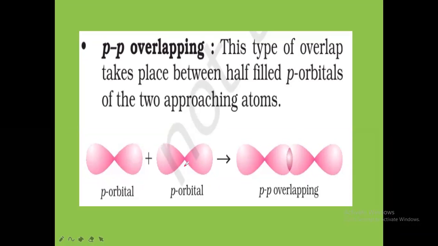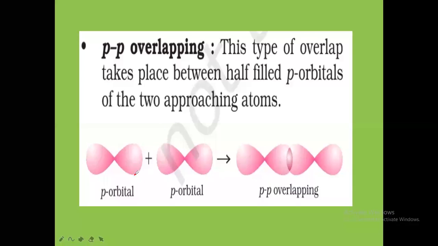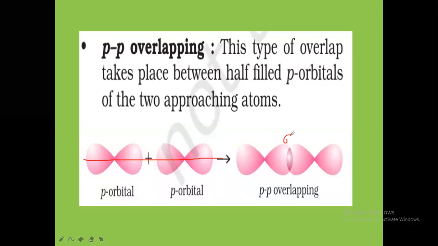So when p orbitals overlap with each other, that is called PP overlapping. Here these two p orbitals are along the same internuclear axis. When two p orbitals are along the same axis, they undergo axial overlapping or linear overlapping to form what? Sigma bond. Which type of bond is possible here? Sigma bond is possible here, between p and p. So we say sigma pp bond.